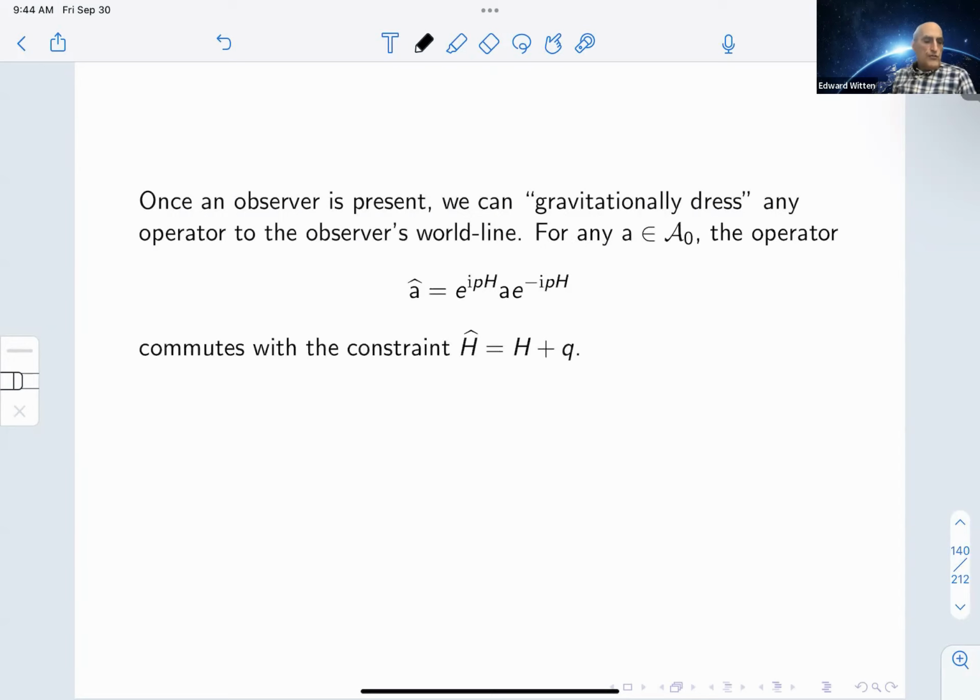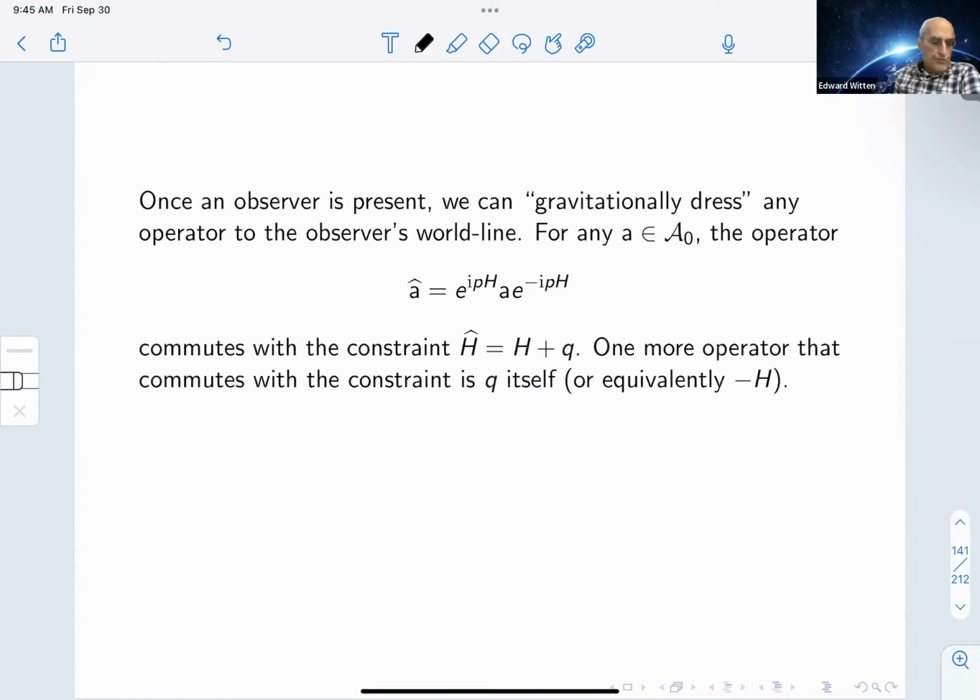You do that simply as follows. For any operator in the quantum field theory, effective field theory algebra, you replace it by a dressed version, which is conjugated by e to the iPH, where P was the conjugate of Q. And that operator commutes with the constraint, which is now H plus Q. So a short calculation will show that this operator commutes with that one. So in contrast to before, where we had no operators that commute with the constraint, now we do have a lot of them because we can gravitationally dress all the naive operators.